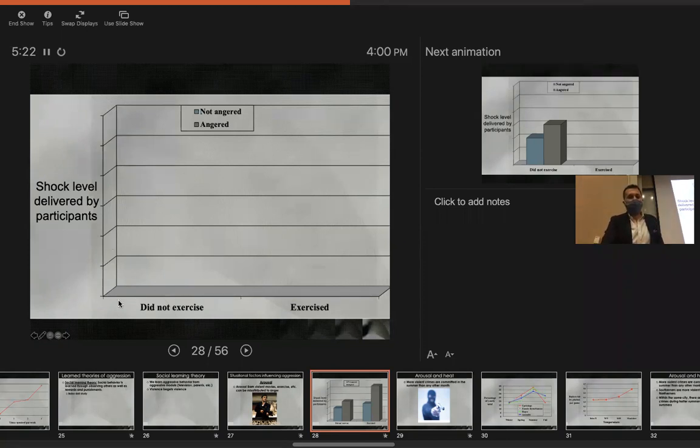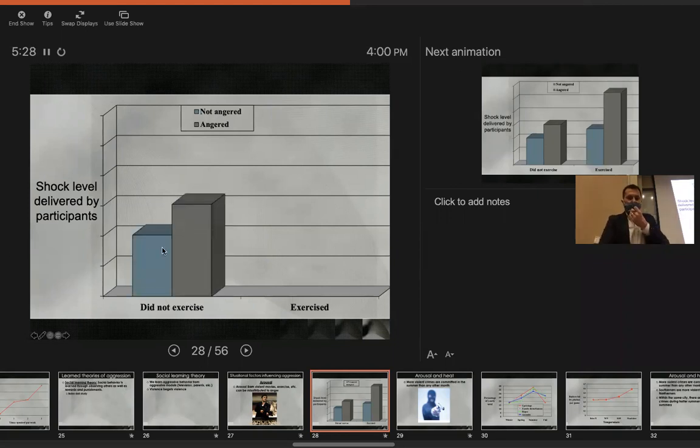So if we first look at people who didn't exercise, so these people are not in a heightened physiological state, what we tend to show is that people set higher shocks if the person just angered them than if they didn't. And that's pretty common, right? Obviously, if someone just angered you and you want to retaliate, you're going to set a higher level shock than if they didn't anger you. That's a pretty standard finding.